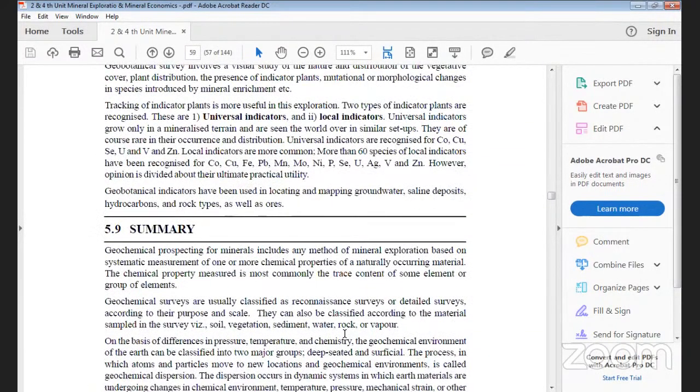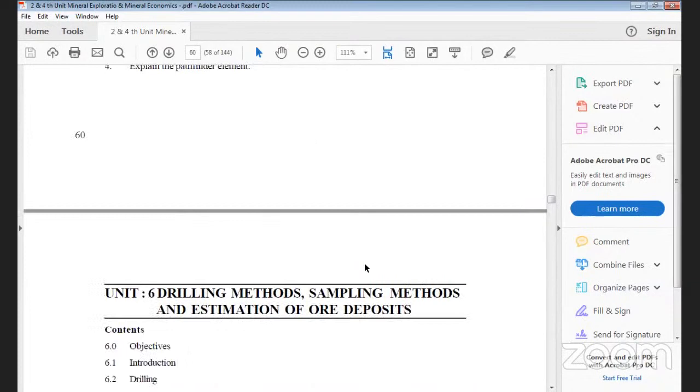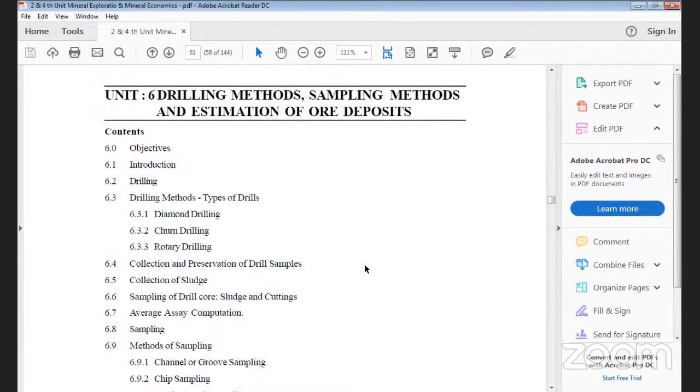The geobotanical indicators have been used in locating and mapping groundwater, saline deposits, hydrocarbons, rock types, as well as different ore rock formations and ore deposits also. Next, coming to the drilling methods, sampling methods, and the estimation of ore deposits.